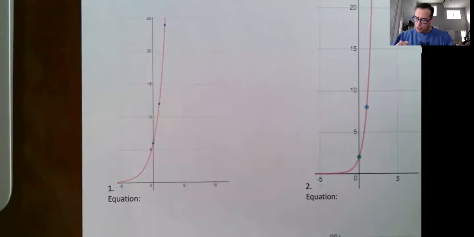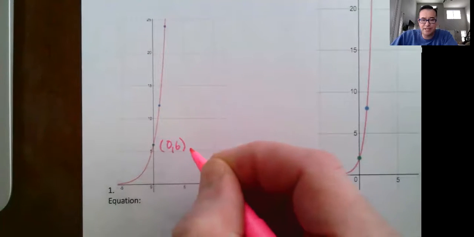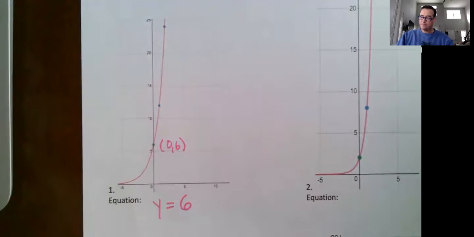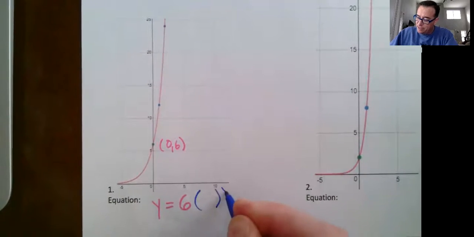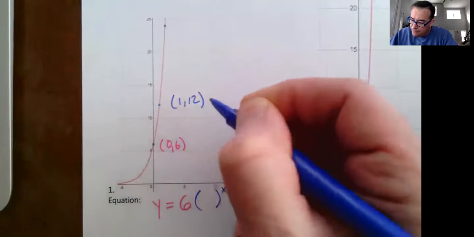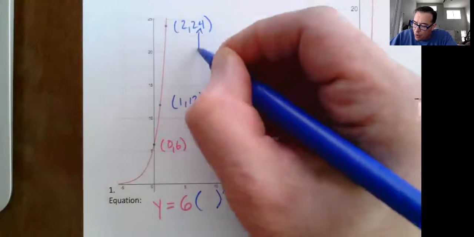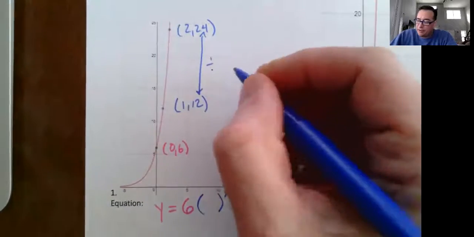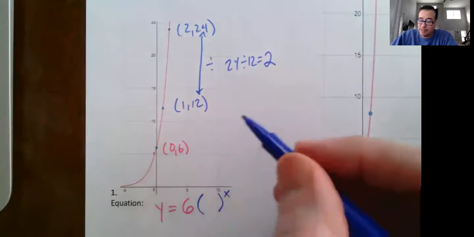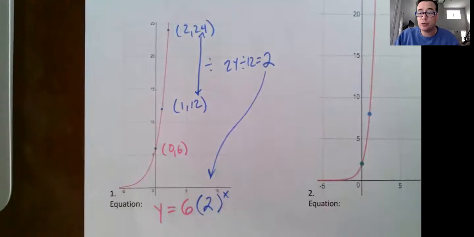We look here. We know that our y-intercept is at (0, 6). That means our equation starts with y equals 6 for my a. Now I have to do my b part, so it's going to be something to the x power. Let's write my other 2 points. This one is (1, 12), and then it appears to be (2, 24). If I take my y values and divide them, 24 divided by 12 gives me 2. 12 divided by 6 is also 2, so that is my multiplier. y equals 6 times 2 to the x power.